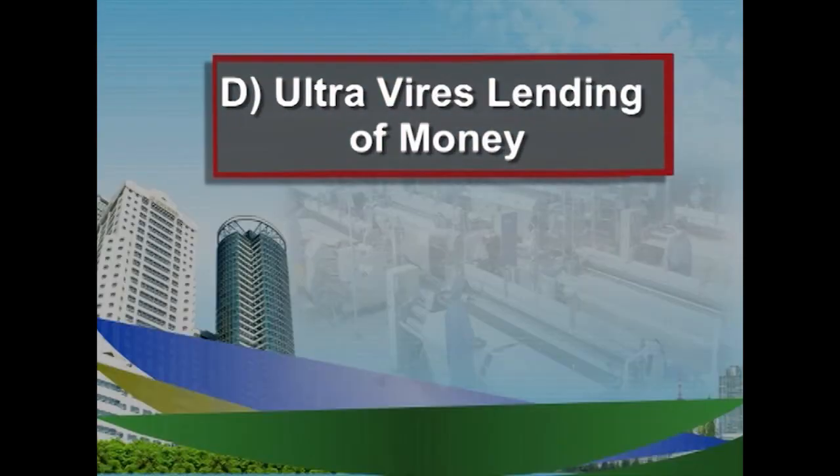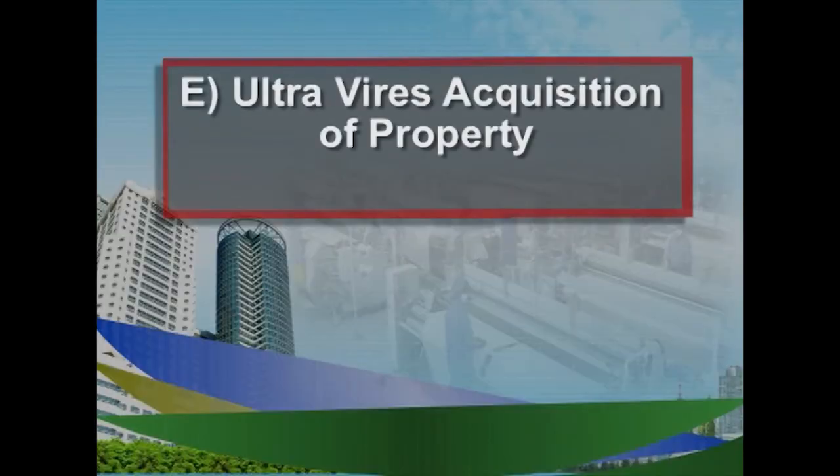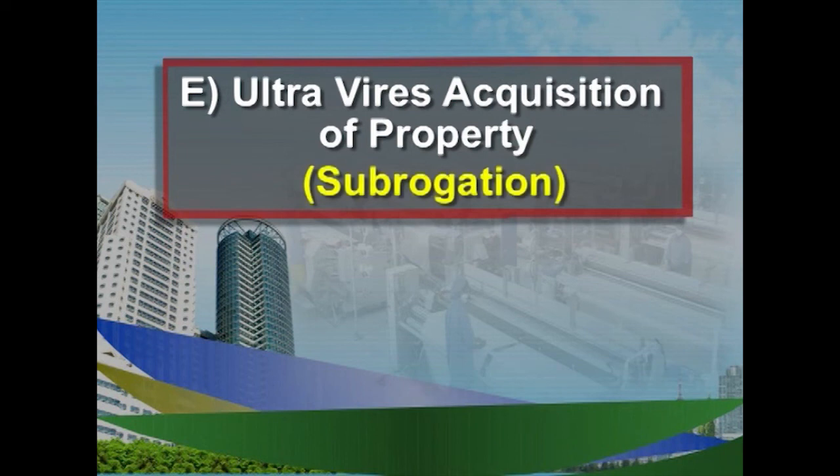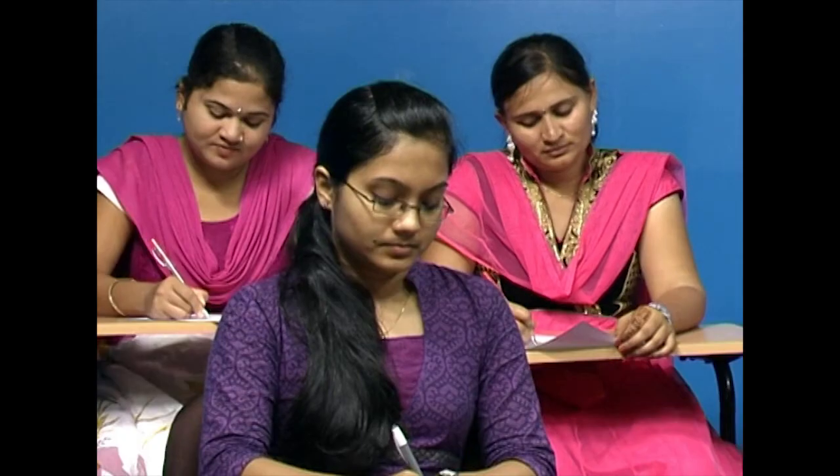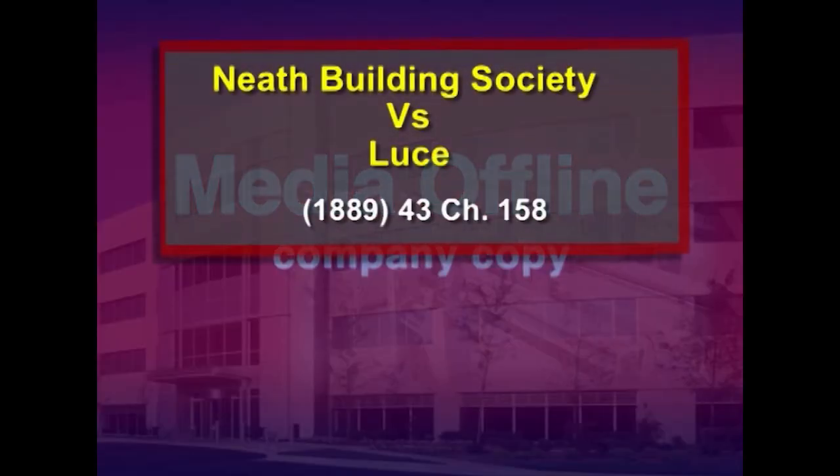D. Ultra vires lending of money. In case the company gives a loan to an outsider, which is ultra vires, the outsider cannot set up ultra vires as a defense. E. Ultra vires acquisition of property. Subrogation. In case the company has paid off lawful debts with an ultra vires loan, the lender would stand subrogated to the position of the debtor and shall have the right to recover from the company to that extent. This was held in Neath Building Society versus Lewis, 1889, 43 CH 158.